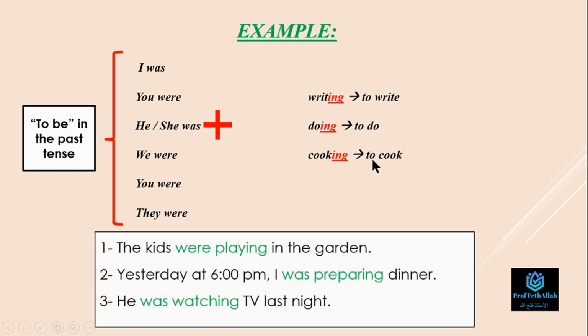Let's see the use of this tense in few sentences. The first sentence. The kids were playing in the garden. Sentence 2. Yesterday at 6 p.m. I was preparing dinner. The third sentence. He was watching TV last night.